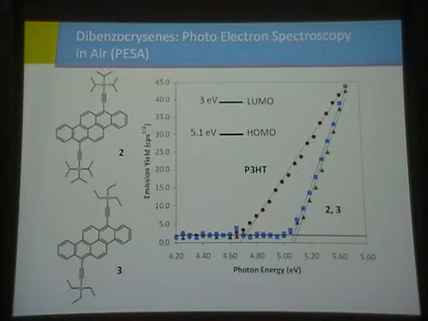So these two different molecules, the triacetylsilane-substituted as well as the TES-substituted, have a HOMO of about 5.1 eV, and with combinations of optical absorption we can get a LUMO of about 3 eV. So we get a band gap of a little more than 2, about 2.1 electron volts, and we think that these materials can be used as a donor in solar cells with PCBM as an acceptor.